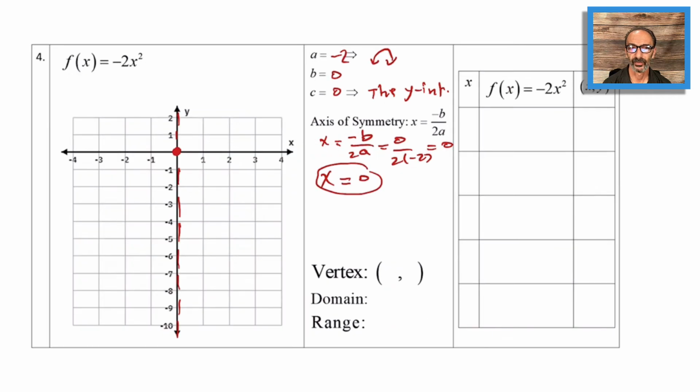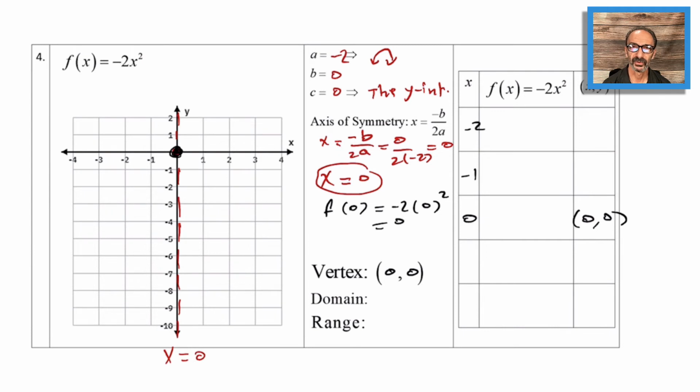So that's the axis of symmetry, which is the y-axis. So the graph is centered, let's say. And if you take your time, plug in 0, you get 0. The vertex is the origin, and the graph opens down. But we need some points. So let's try some numbers.